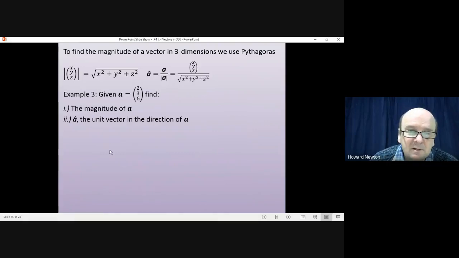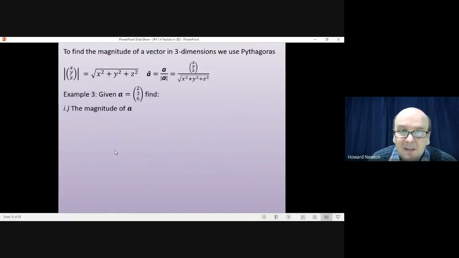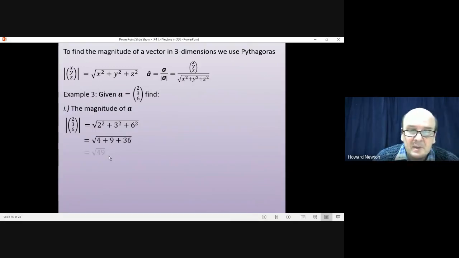Okay, let's have a look. So to find the magnitude of a, we use Pythagoras. So it's the square root of 2 squared plus 3 squared plus 6 squared, which simplifies to root 49, which is exactly 7.